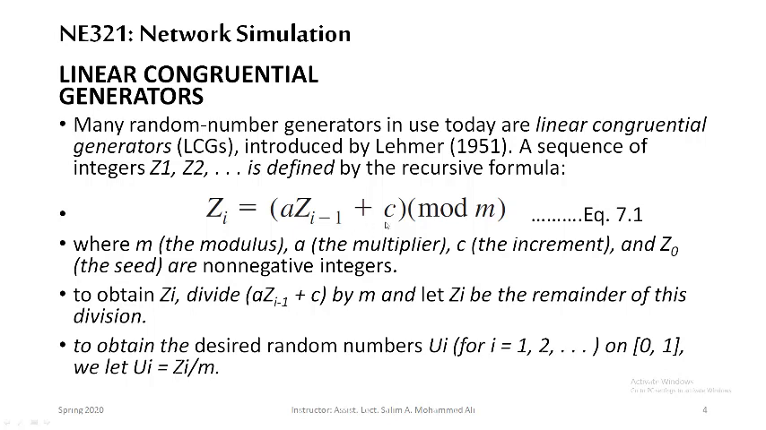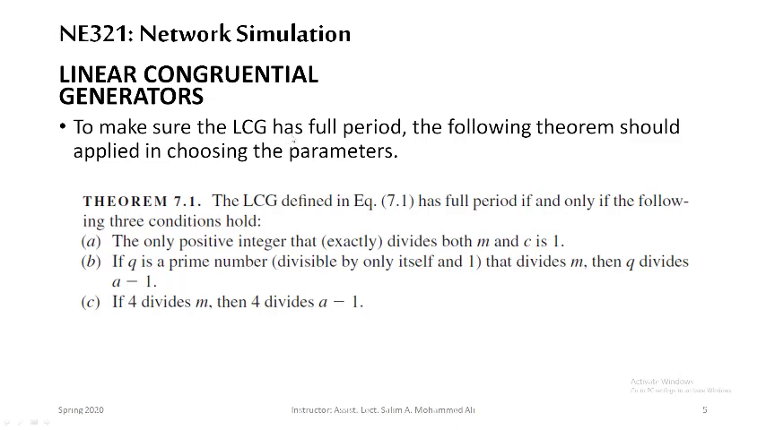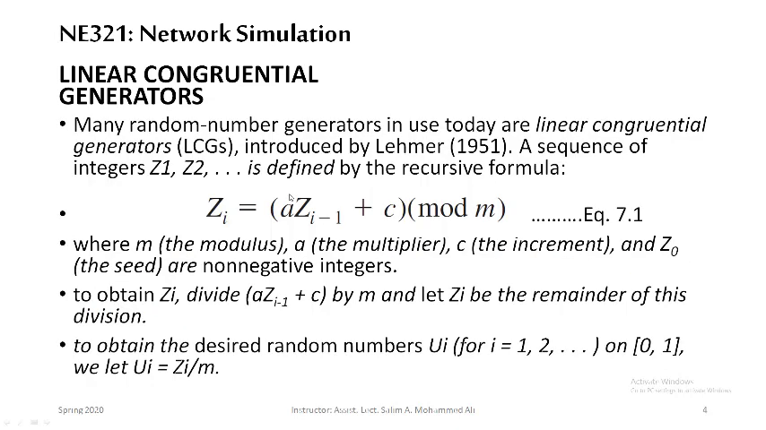So if you divide any results of measures by M, it will be between 0 and 1. To make sure that LCG has full period, the following theorem should be applied to choosing the parameters. So you are not free to use these parameters A, C, M. There are specific rules to make your linear congruential generator perform well as a good random number generator.